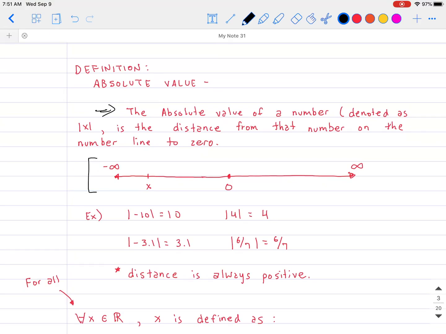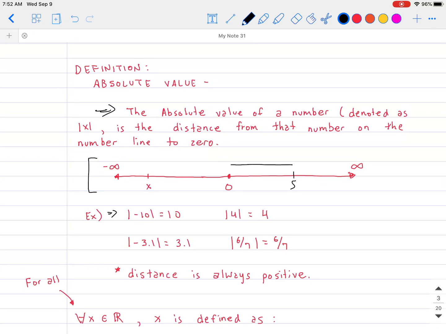For example, it could be -10 or 5 or 2.7 or -1. Nonetheless, the way we write it is the ones below right here. So the absolute value of -10 is equal to 10, according to what we learned. The absolute value of 4 is equal to 4. The absolute value of -3.1 is 3.1. And the absolute value of 6.7 is going to be 6.7. So those are values assigned on the number line, and when you find the absolute value, it represents the distance to 0.